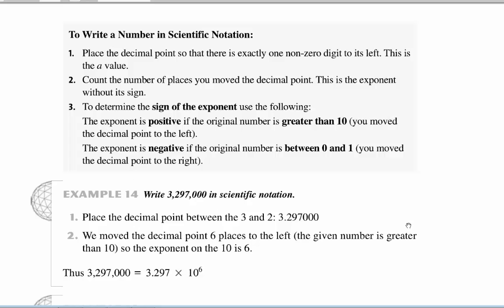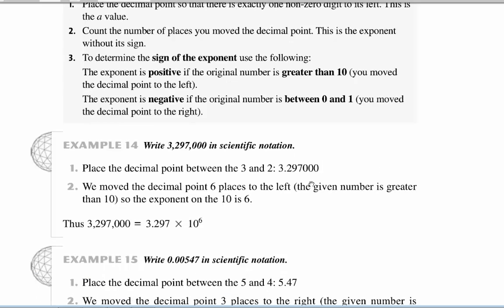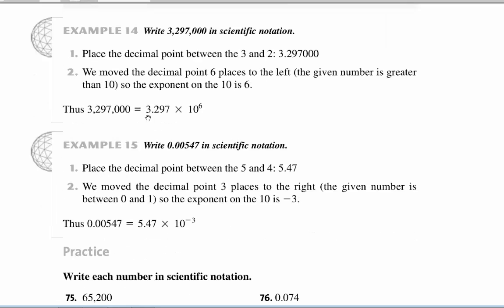So let's take a look at example 14. It says write 3,297,000 in scientific notation. Right? So we're going to take the 3. That will be my first digit. And then how many decimal places do I move? Right? I say 1, 2, 3, 4, 5, 6. So it's 3.297 times 10 to the 6. Right? And since we went to the right, we know that the 6 is positive.